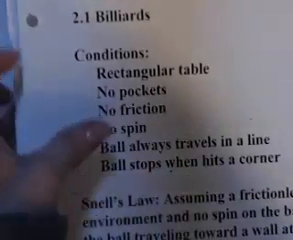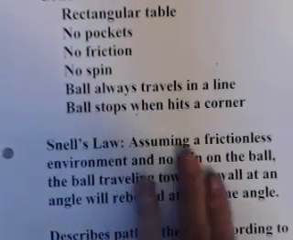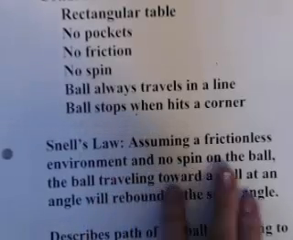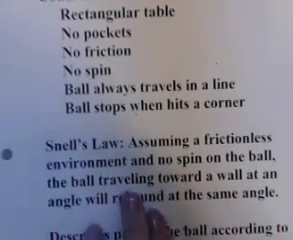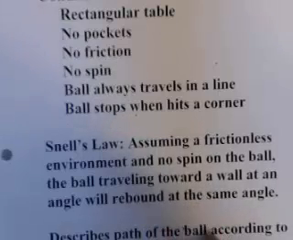Now we're going to be making use of Snell's law, which says that assuming a frictionless environment and no spin on the ball, traveling toward a wall at an angle will rebound at the same angle.